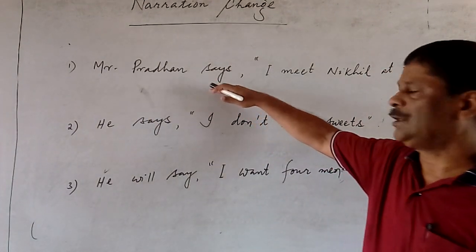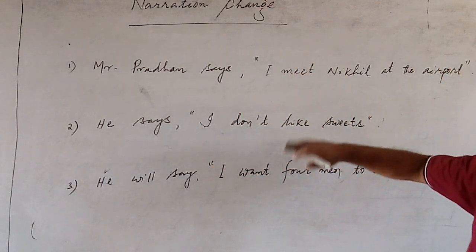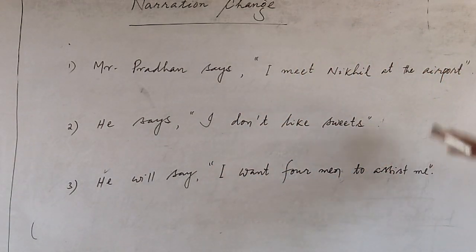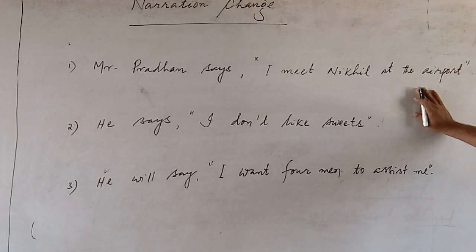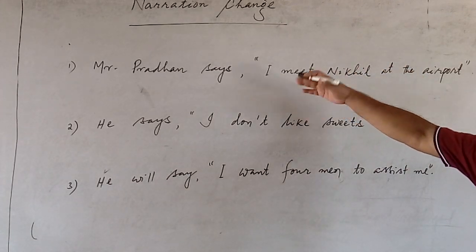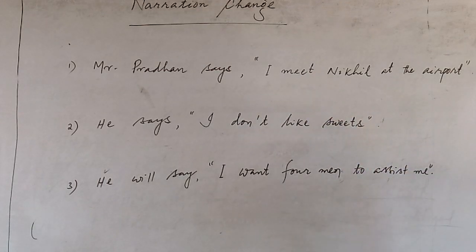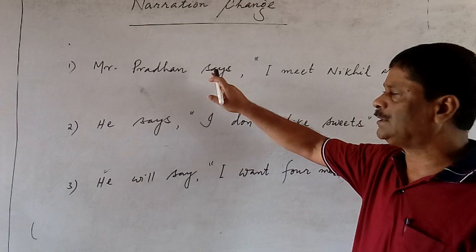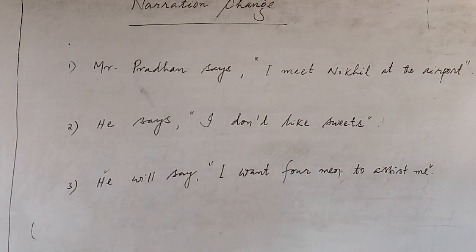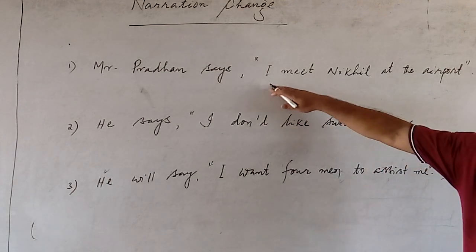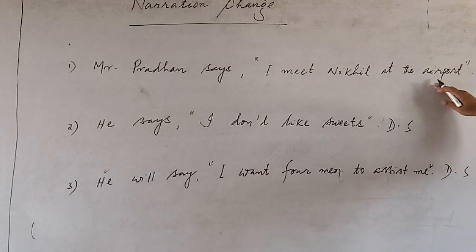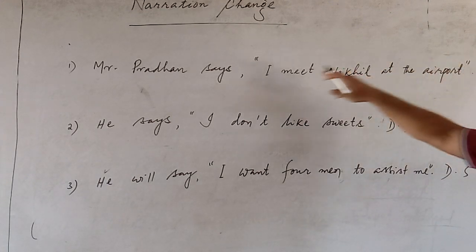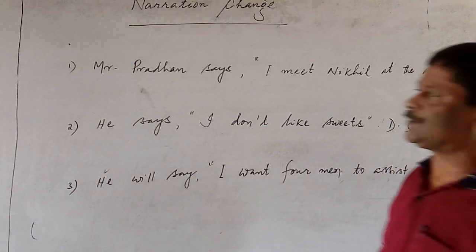If the reporting verb is in present tense or in future tense, while changing the sentences from direct speech to indirect speech, the verb of the reporting speech will remain unchanged. Even if the reporting speech is in past tense or in future tense, there won't be any change in indirect speech, provided the reporting verb is in present tense or in future tense. These sentences are in direct speech. Here, see, the exact words of the speaker are used within inverted commas in all the three sentences.